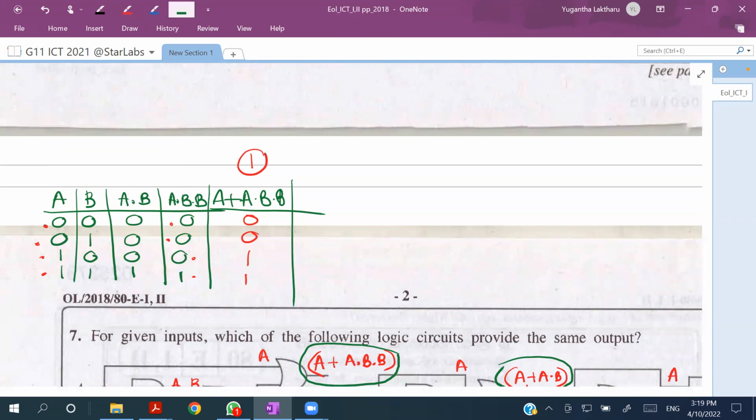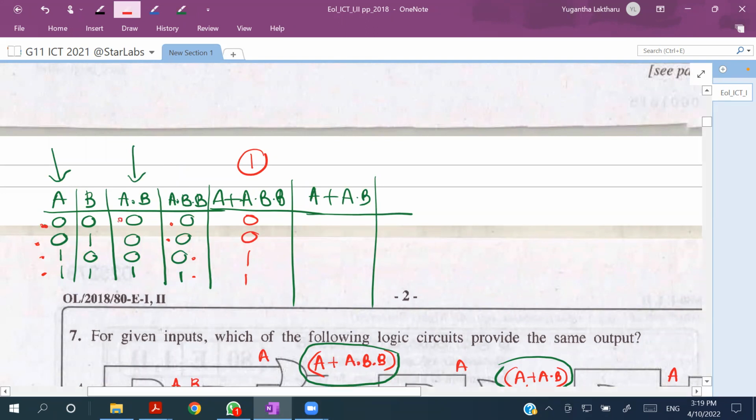The second output is going to be A plus A dot B. That gives you this and these two things to add together. So it's going to give you the same one, right? Because 0 and 0 going to be a 0, 0 plus 0 going to be a 0, 1 plus 0 going to be, I'm sorry, going to be a 1. 1 plus 1 is going to give you a 1. So that is the second answer.